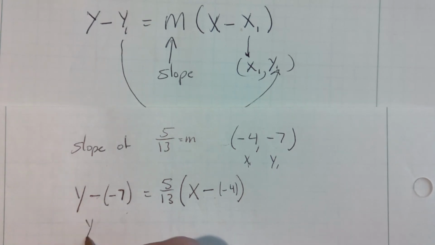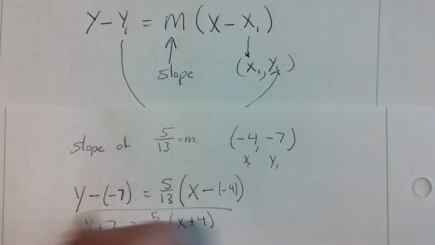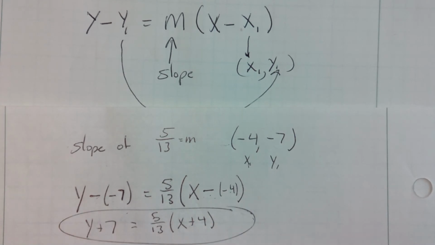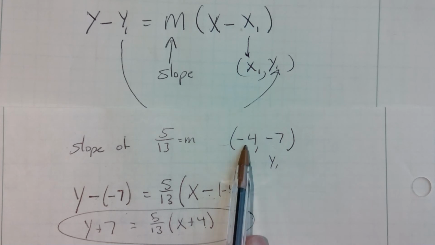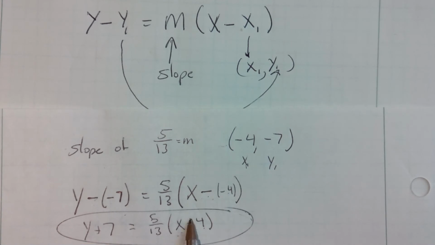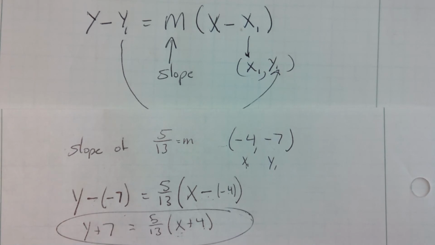But if you can, you would want to try to simplify. Minus and minus means +7 equals 5/13 is my slope, parentheses, x minus and minus means +4. So that is actually the correct way to write it in point-slope form. y +7 equals 5/13 times x +4. And again, if I plugged in a -4 for x, -4 + 4 is 0. 0 times the slope means the right side of the equation is 0. Plug a -7 into this y value. -7 + 7 is 0. We get 0 equals 0. It makes the equation true.